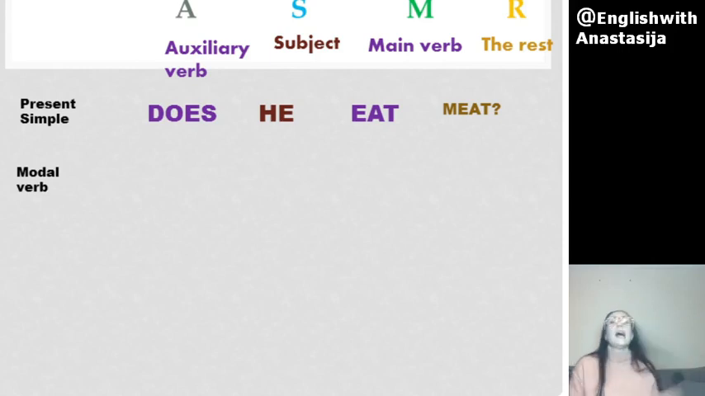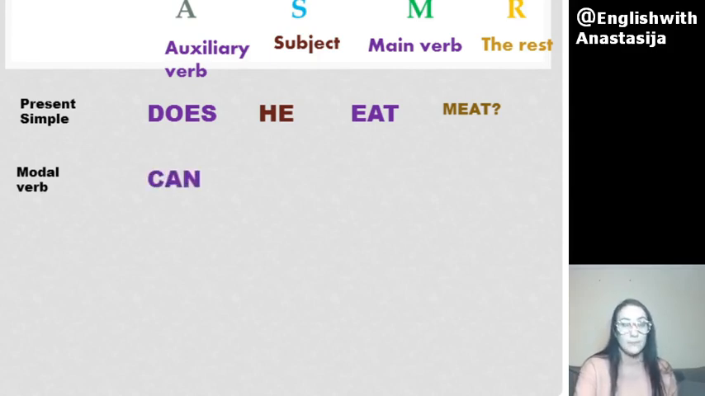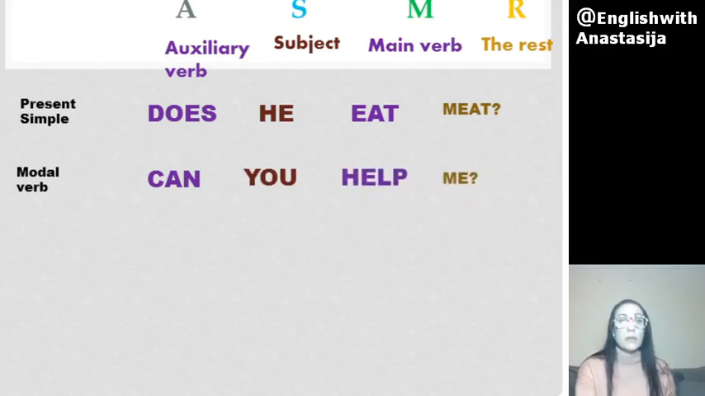Modal verbs. How does this work with modal verbs? It works with the modal verbs in exactly the same way as it works with the other auxiliary verbs. Modal verb is placed into the auxiliary verb category, and here's how it works. Can you help me? So can in this case is the auxiliary verb, you is the subject, help is the main verb, and me is the rest.